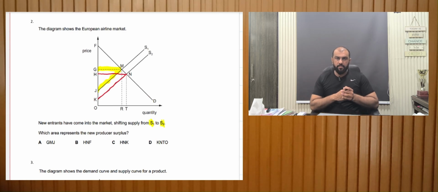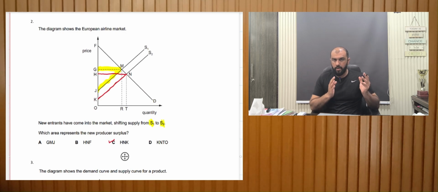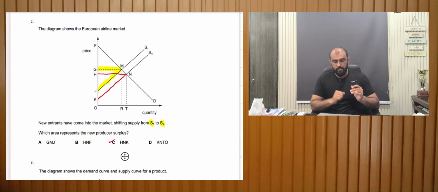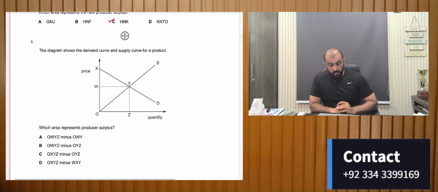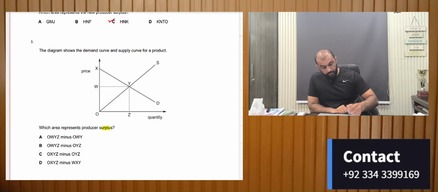Now this concept is different from taxes. So you don't need to confuse them, because when we're calculating taxes, that area basically goes to the government. So we don't need to confuse both the concepts, right? The diagram shows the demand and supply curve for a product. Which area represents the producer surplus?